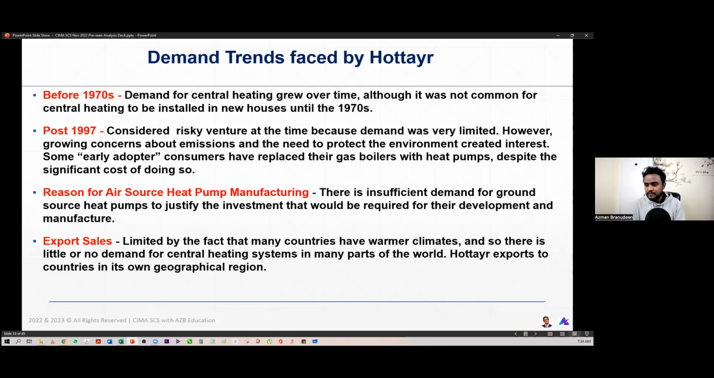The second is post 1997. After 1997, one thing that was considered risky was heat pumps, and demand for heat pumps was very limited, but there were growing concerns about emissions and the need to protect the environment. So there were early adopters. By 1997, roughly 50 years after we started the company, there was a slow upheaval of interest toward heat pumps.